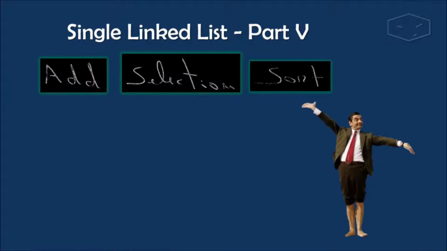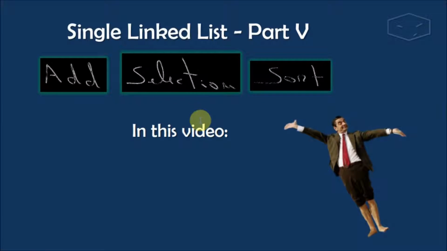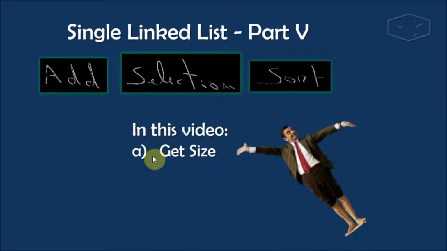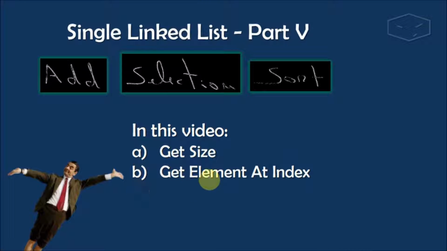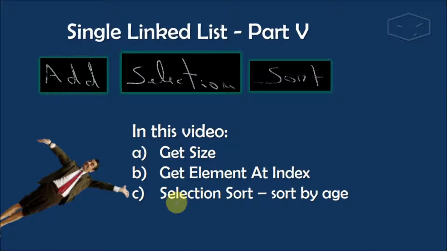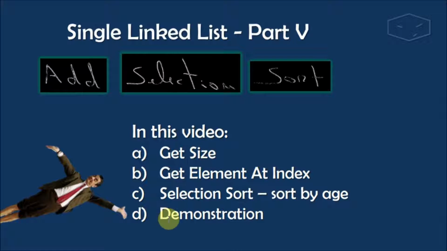Hello and welcome. The main goal of this video is to add the selection sort algorithm to our single linked list, okay? And for that I will do the function getSize, getElementAtIndex, and finally the selection sort itself. Okay, and I will do the sort by age. After that I will do a demonstration of the code running.